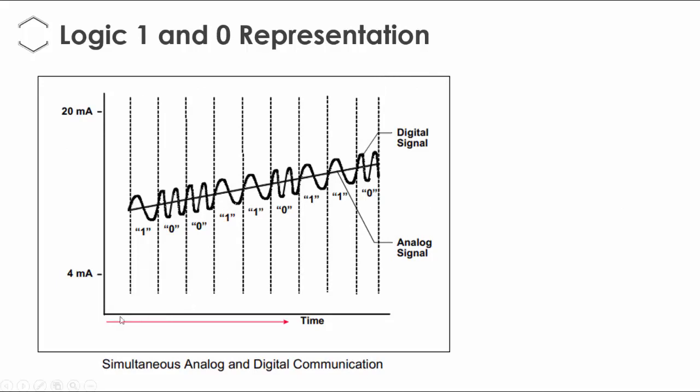So have a look at this graph. You're seeing time on the x-axis, 4 to 20 milliamps on the y-axis, and it says simultaneous analog and digital communication. So this straight line here represents our 4 to 20 milliamp signal, and you can see with time it increases. Most likely the process value would have increased, so the milliamp signal increased.